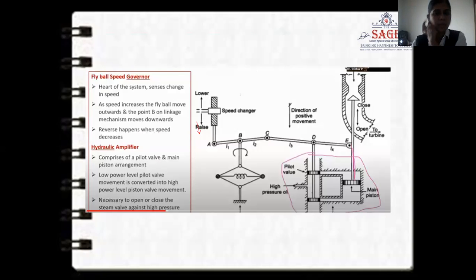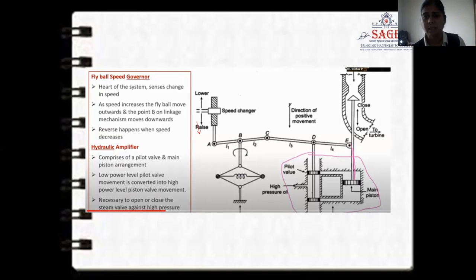Now, again, we will discuss the diagram. Means in the last, we conclude with this diagram again. As we already said, the flyball, this part of the diagram, is the heart of the system. Since there is a change in speed, as speed increases, the flyballs move outward, and the point on the mechanism moves in the downward direction, and the reverse will happen whenever speed decreases.